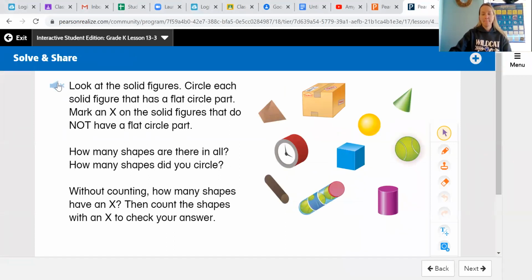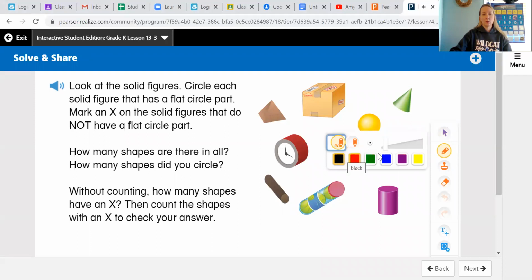Listen up. Look at the solid figures. Circle each solid figure that has a flat circle part. Mark an X on the solid figures that do not have a flat circle part. How many shapes are there in all? How many shapes did you circle? Without counting, how many shapes have an X? Then, count the shapes with an X to check your answer.